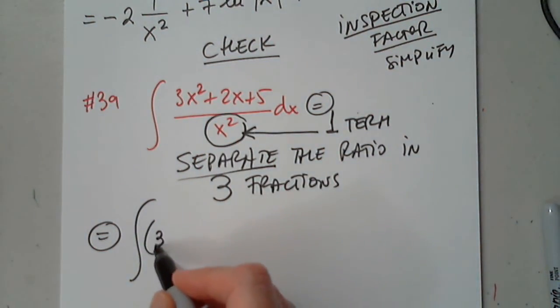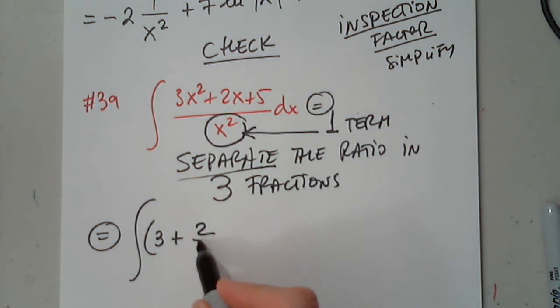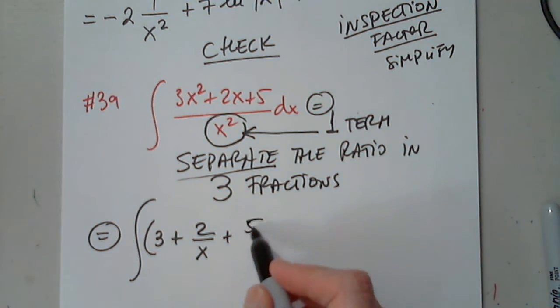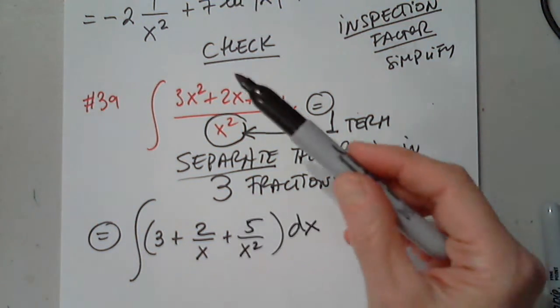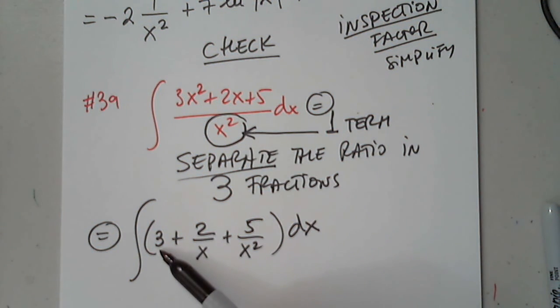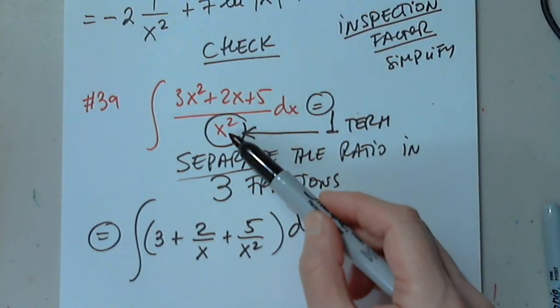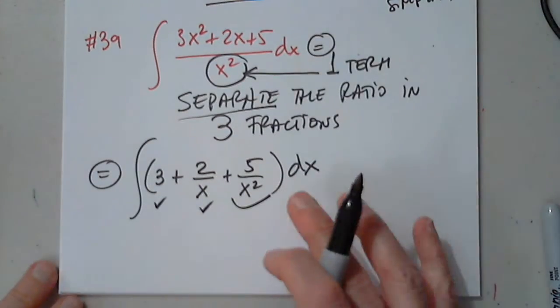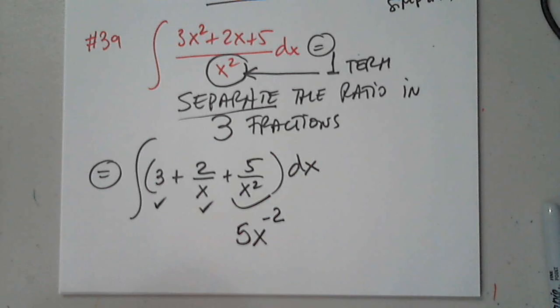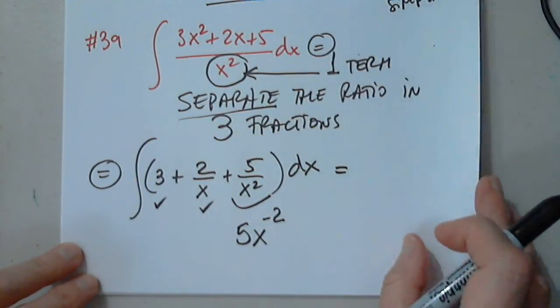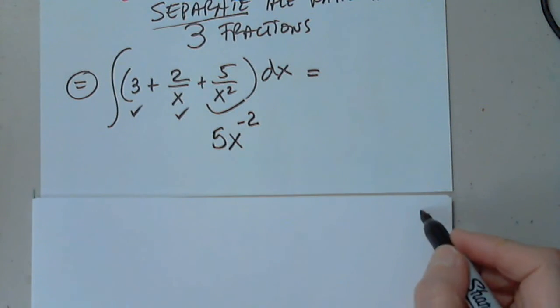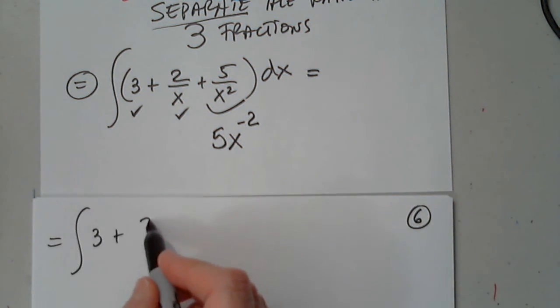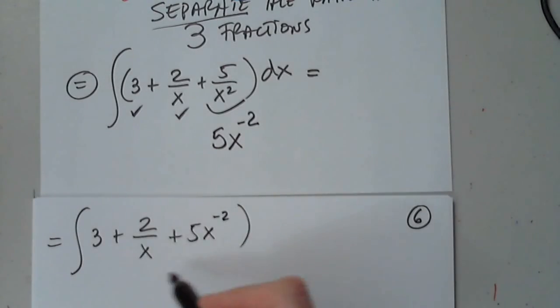3x squared over x squared is 3. 2x over x squared is 2 over x. And 5 over x squared is 5 over x squared dx. One more time. 3x squared divided by x squared is the first fraction, which is 3. Second fraction, 2x over x squared, simplify, 2 over x. Third fraction, 5 over x squared. This is fixed, but this has to be replaced by 5x to negative 2 to make our life easier. So I'm going to do that. And can anyone give us the answer afterwards? The integral of 3 plus 2 over x plus 5x to negative 2 dx.